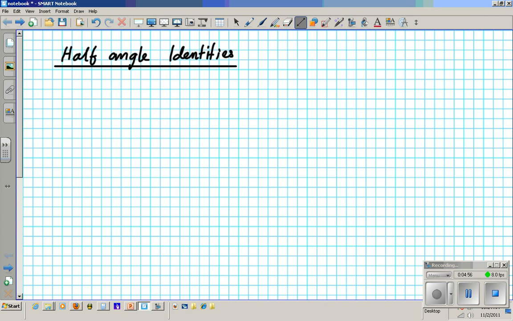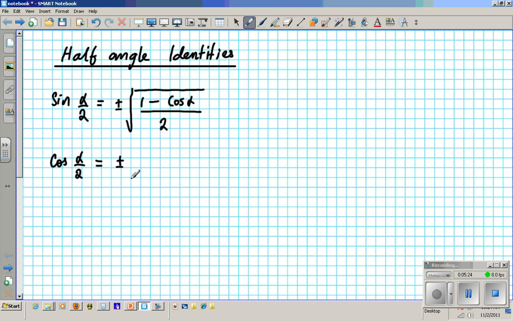So write them down. The first one for sine: sine of alpha over 2, this is a half angle, equals plus or minus the square root of 1 minus cosine alpha, and then this whole business divided by 2. And then for cosine of alpha over 2, it's going to be plus or minus the square root of 1 plus cosine alpha over 2. So there goes your sine, there goes your cosine.